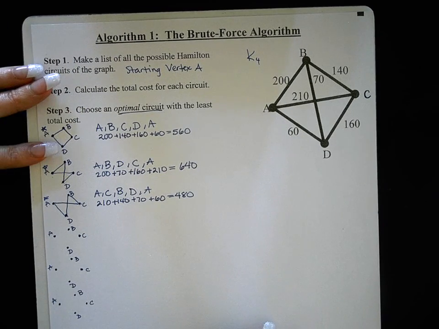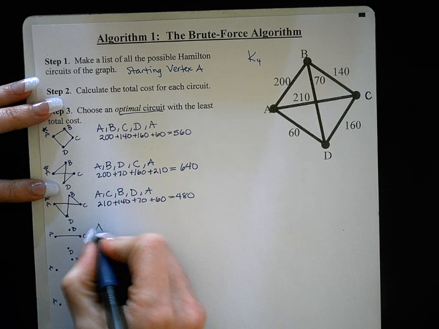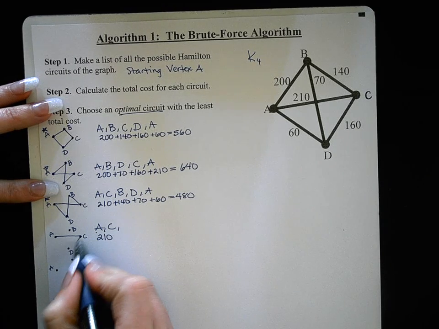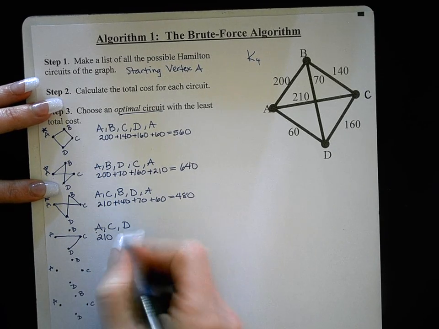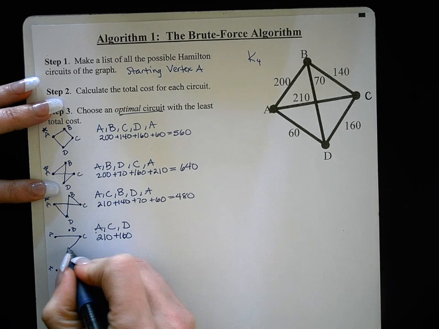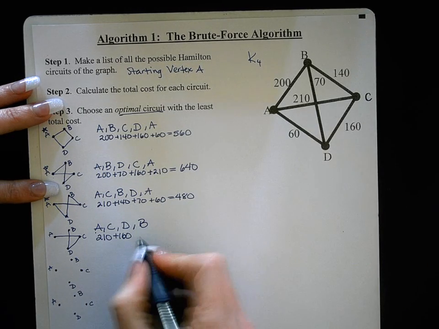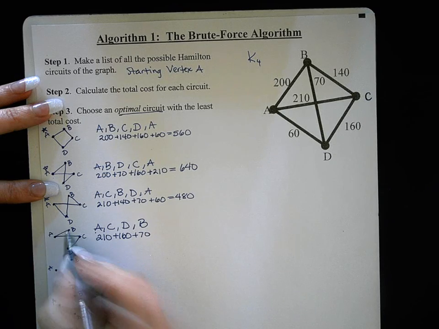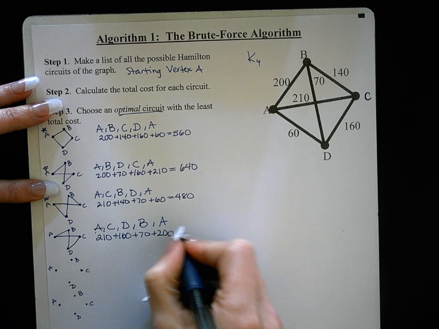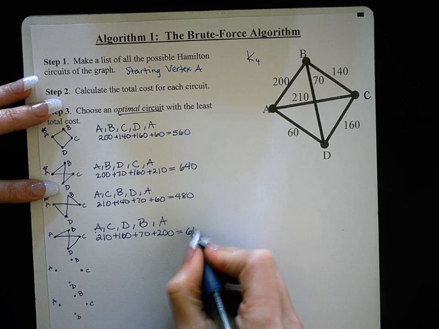Okay, the next Hamilton circuit, we're going to stay with going from A to C first. So A to C, that was 210. We went to B last time. Let's go to D this time. From C to D, it is 160. Now it's time to go to B. D to B is 70. And then it's time to go home to A. And A is 200. If we add up all those numbers, the cost of that is $640.